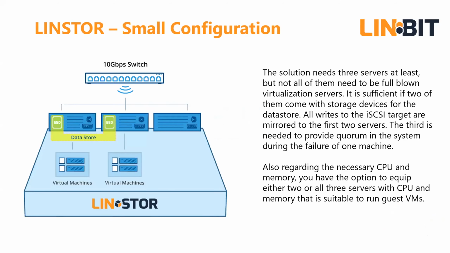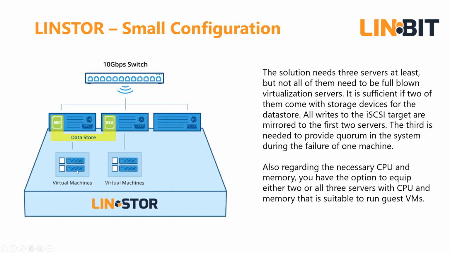So in this scenario, this is a small configuration for LINSTOR vSAN. You basically have 3 servers, 3 nodes. 2 of them have local disks, can be SSD, SATA, whatever. And the third one is just there to provide quorum. VMs are replicated through the network with 10 gigabit switches. And you can even move VMs onto the diskless third node if you like.